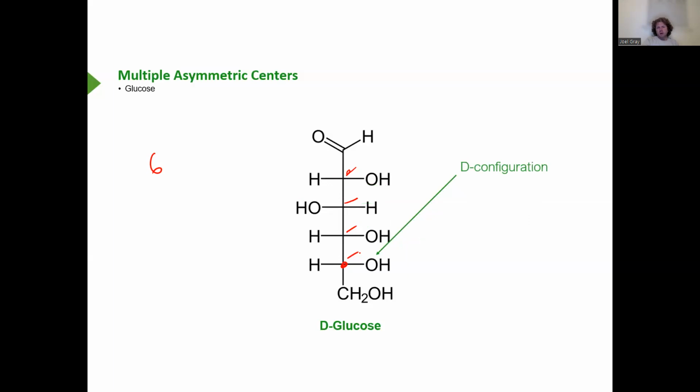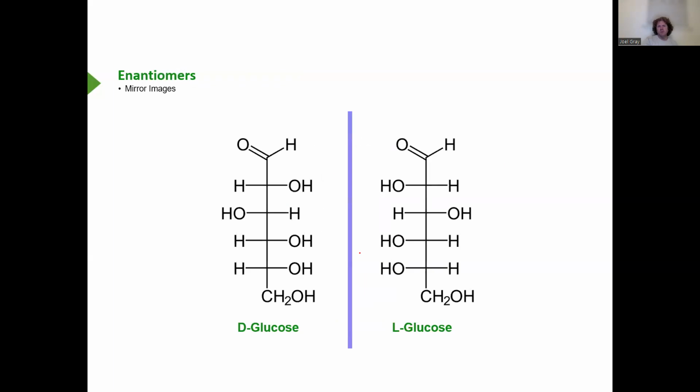Now, that penultimate one, when the hydroxide group is on the right-hand side, that is going to indicate the D versus L configuration. So your penultimate, or your second highest numbered carbon, is going to say that D configuration or L configuration. When sugars are mirror images of one another, they are called enantiomers.